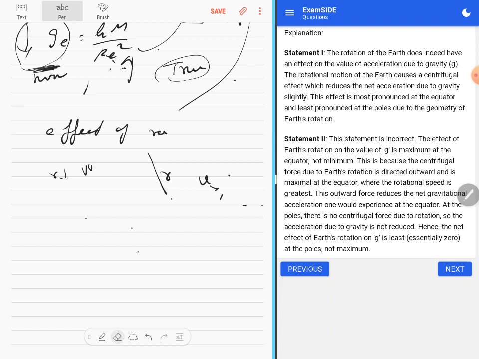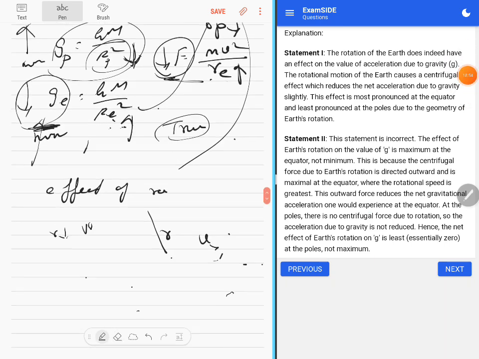This outward force reduces the net gravitational acceleration one would experience at the equator. Forget about what I said, just listen afresh, okay?